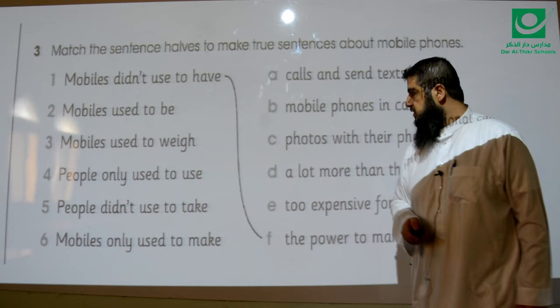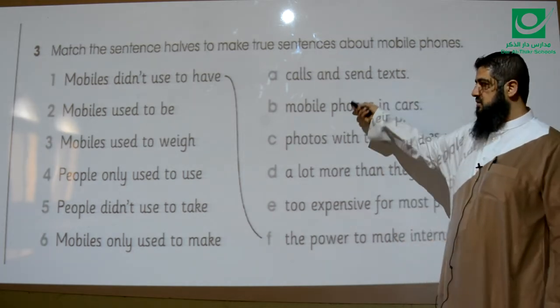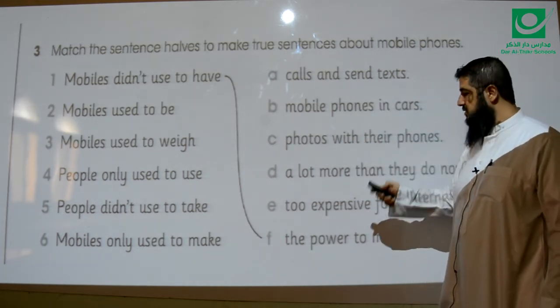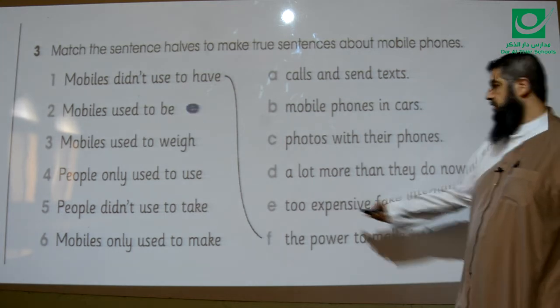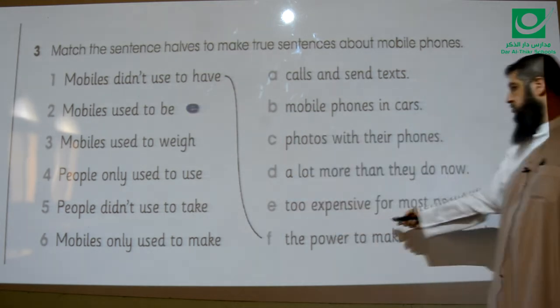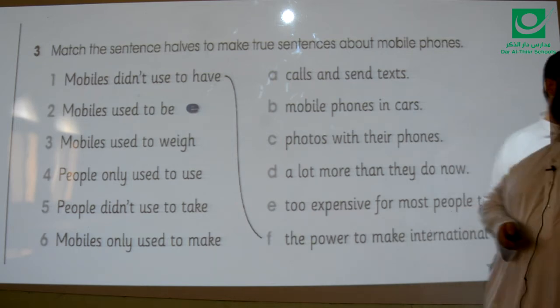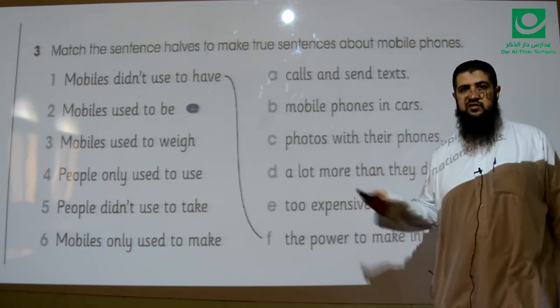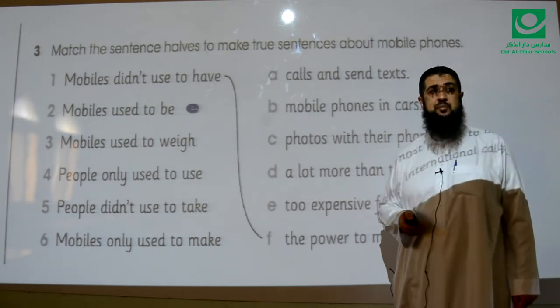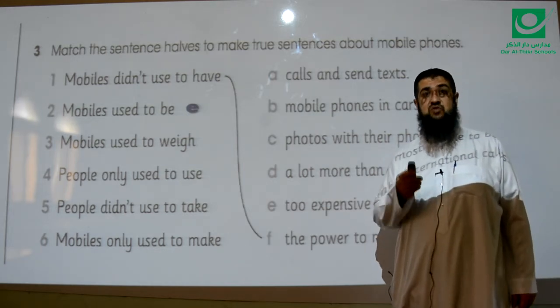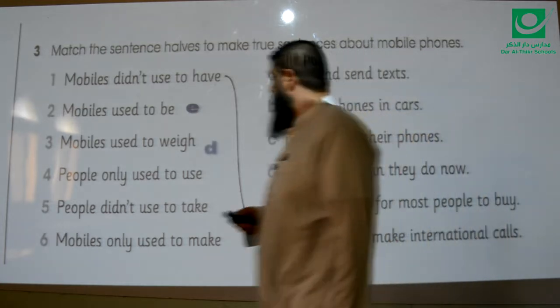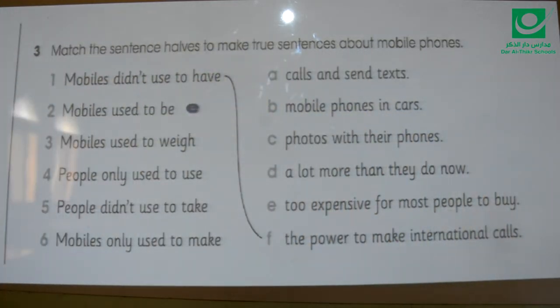Number 2, mobiles used to be, which one? It is E, okay? Mobiles used to be too expensive for most people to buy. As you can see, students, the price, as I said, it was up to 7,500,000 riyals. Okay? Yes. And number 3, mobiles used to weigh a lot more than they do now.